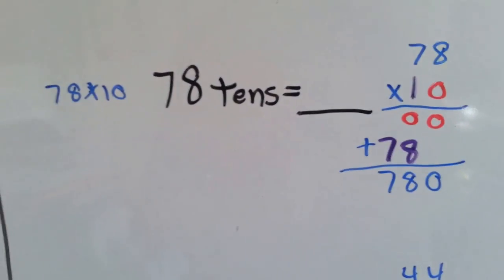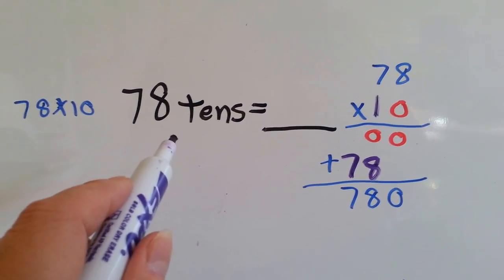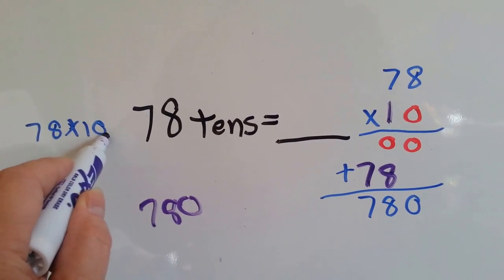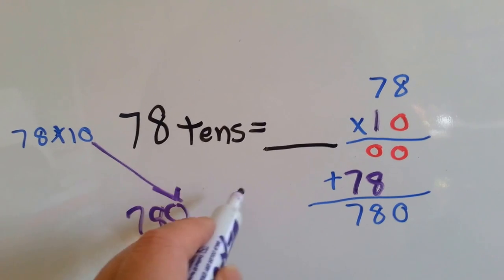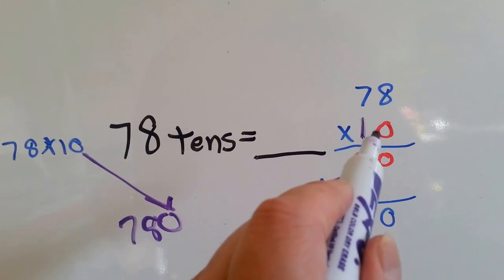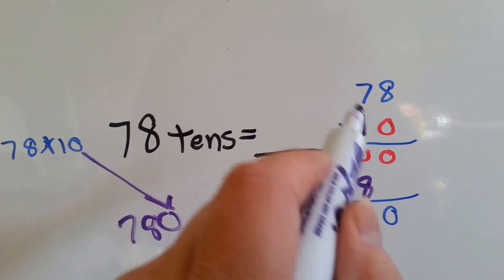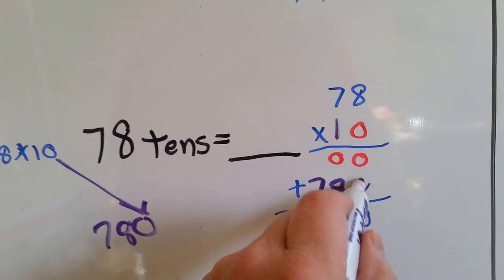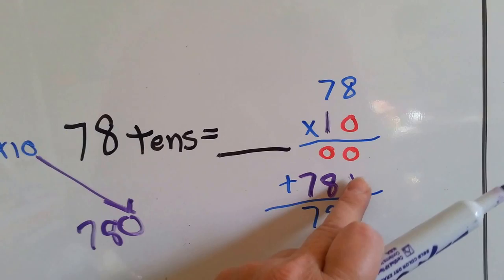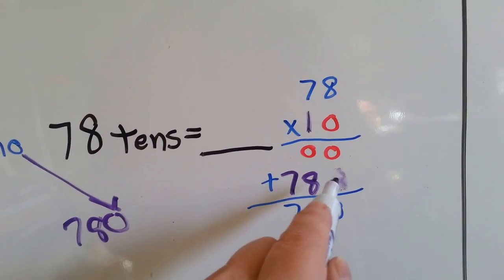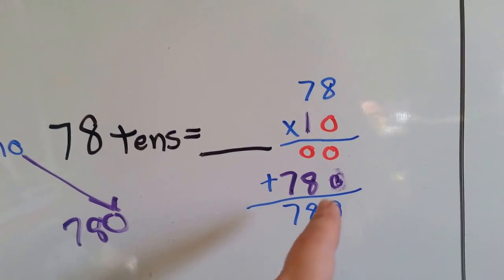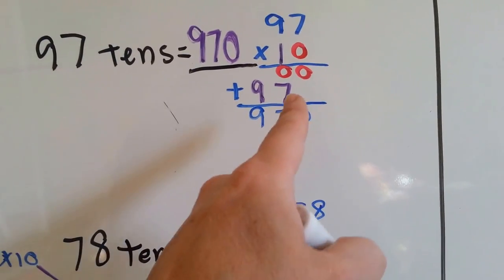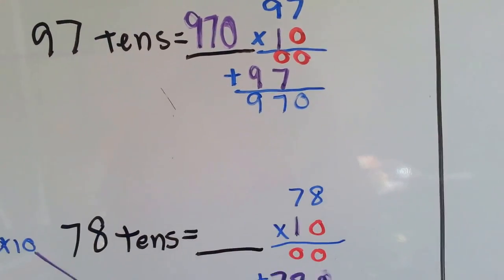Okay, let's look at this one. 78 tens. Now, we could just add the 0 and get 780, right? By just adding that 0 there, remember? But if we do it this way, we say 0 times 8 is 0, 0 times 7 is 0, 1 times 8 is 8. Now, did you notice there's nothing here? You could really put a 0 there if you wanted to, but that's an empty space. This is an empty space right here. You don't put anything here, okay?